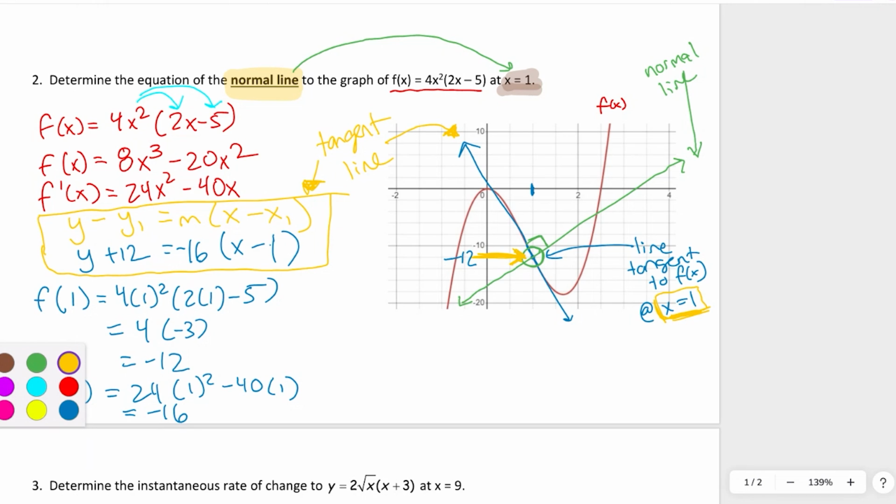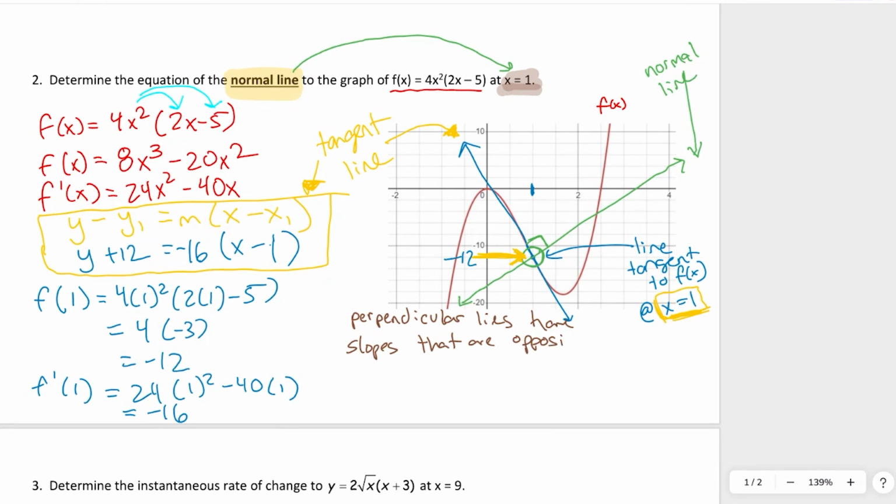If we want the line that's normal to that, it's still going to intersect at that same point. So my x1 and y1 are going to be the same. But what's going to be different is the slope. And this is just something that you've got to remember from Algebra 1 and Algebra 2, that perpendicular lines have slopes that are opposite, meaning one's positive and one's negative, reciprocals.